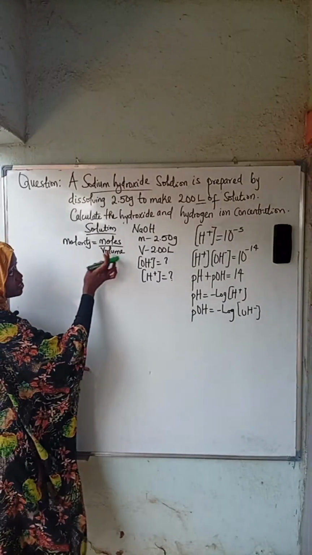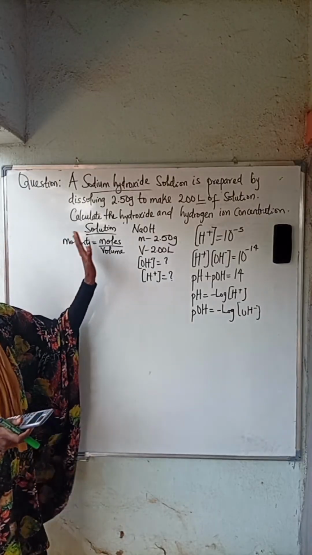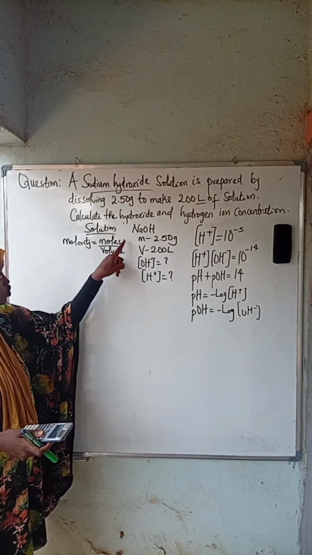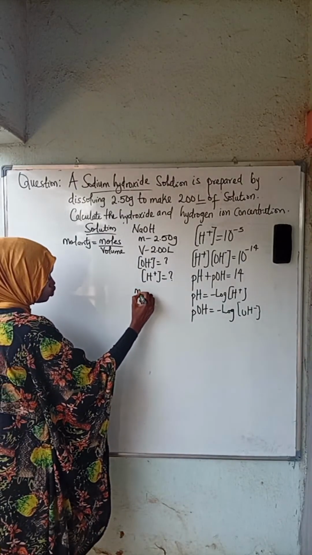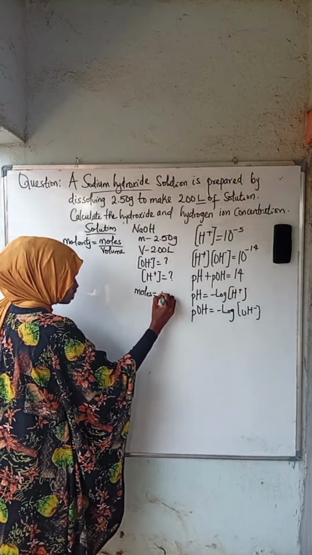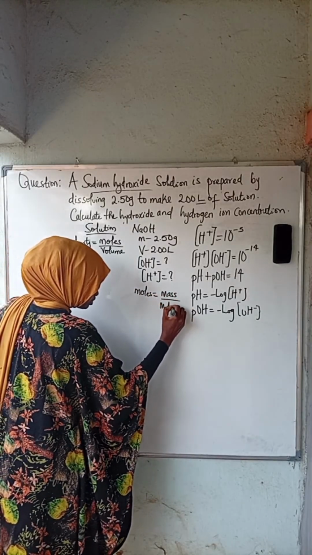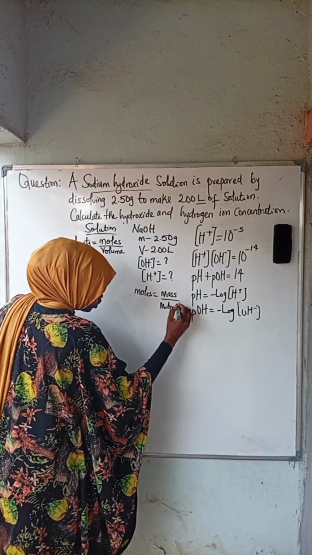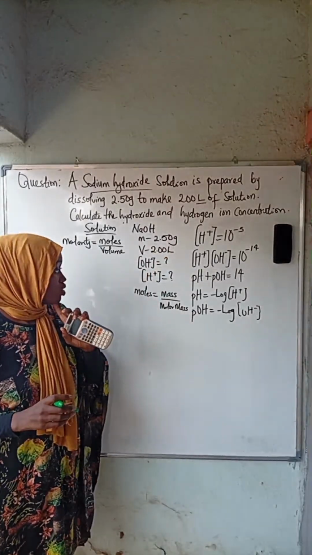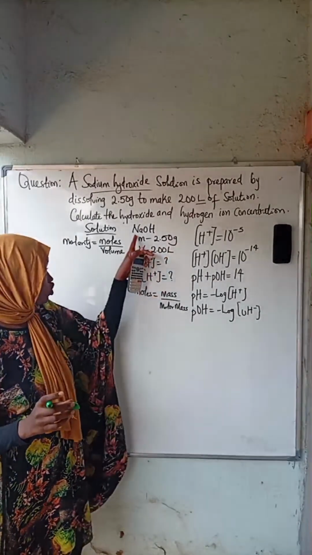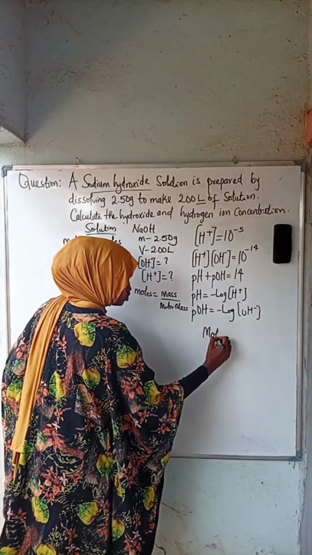So the molarity is moles over volume, right? But here we have the volume, but we don't have the moles. So we have to find the moles. And for us to get the moles, we know that moles is equal to what? The mass divided by the what? The molar mass. We have the mass as 2.50 grams, right? But we do not have the molar mass of the compound, so we have to find the molar mass.